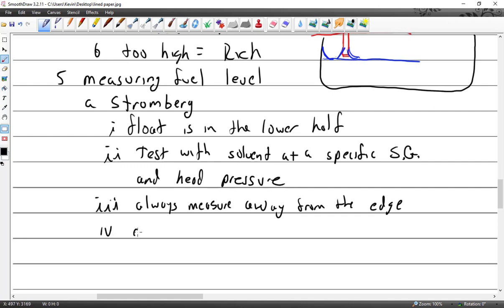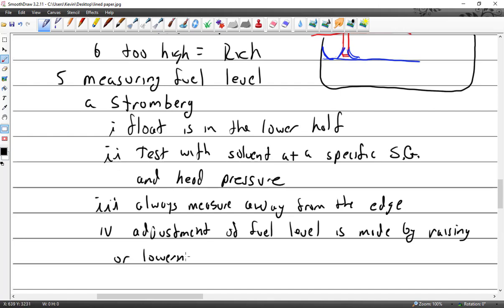How do we adjust it? Adjustment of the fuel level. Gaskets and washers. Washers underneath the seat. Yep. By raising or lowering the seat.